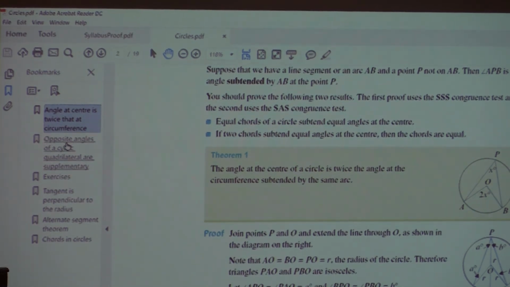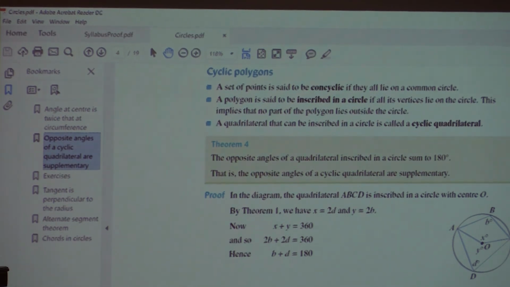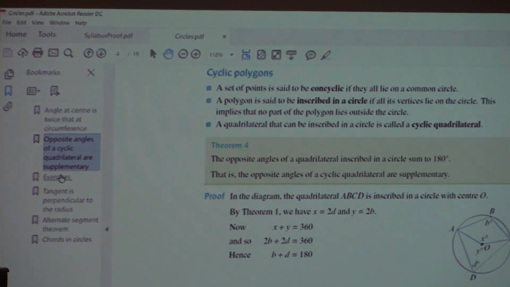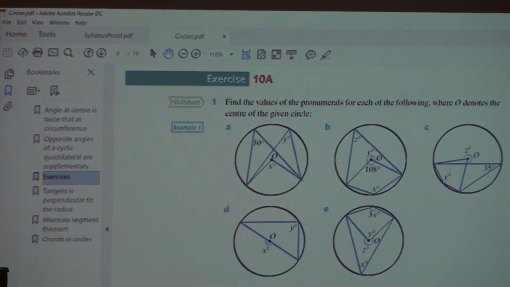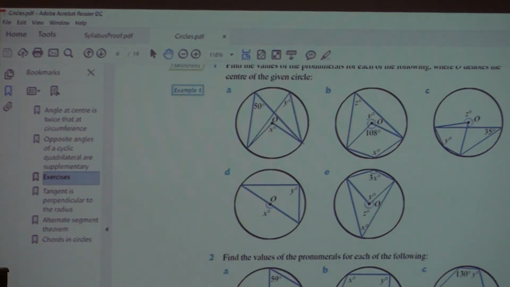Moving on. Opposite angles of a cyclic quadrilateral are supplementary. Well, how do we go about proving that? Well, there's the proof for you. I won't labour that point about proofs, but that just gives you an idea. Let me have a look at some of the exercises. It's not all about proof. Some of it is just finding the unknown angles, knowing those rules.